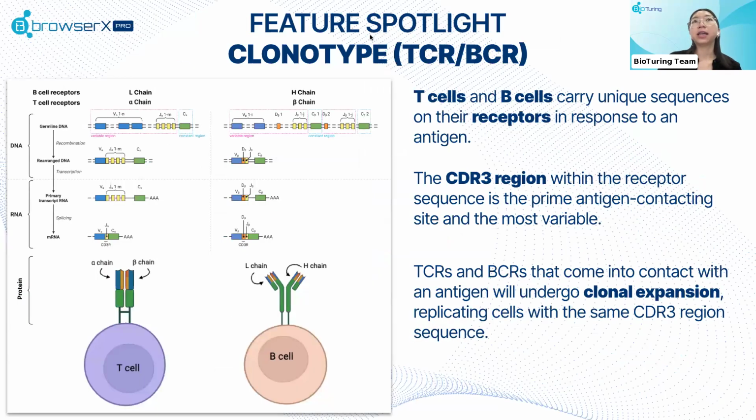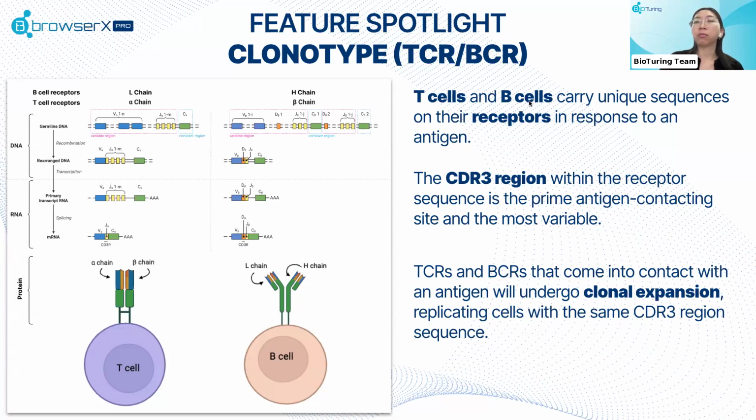Next, to highlight the clonotype feature here. Essentially, this tool will help you analyze your T cell receptor and your B cell receptor data. This type of data is really useful in finding out how your cells are responding to some sort of antigen in your immune system. In particular, the region that we are interested in on the T cell or B cell receptor is called the CDR3 region. This region is the most variable region on the receptor.